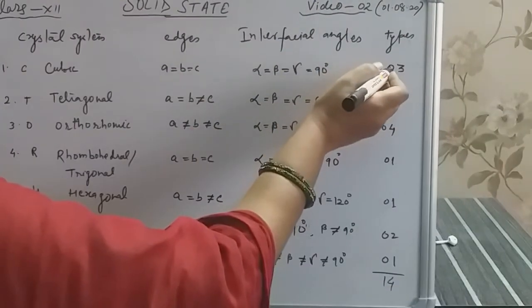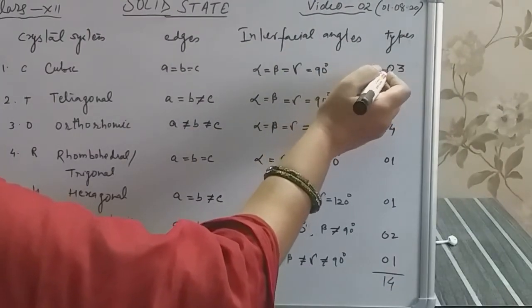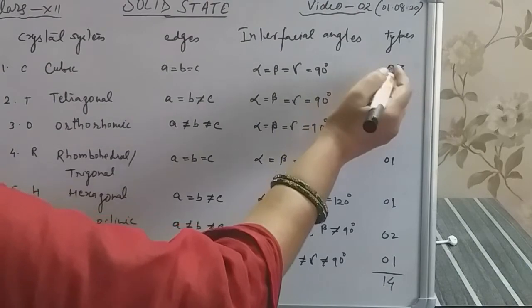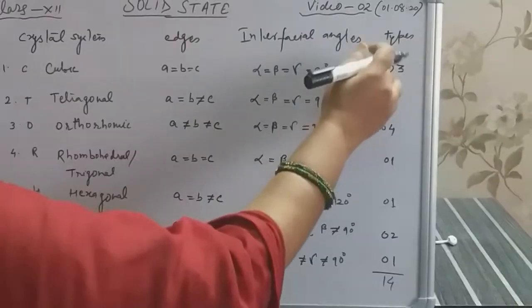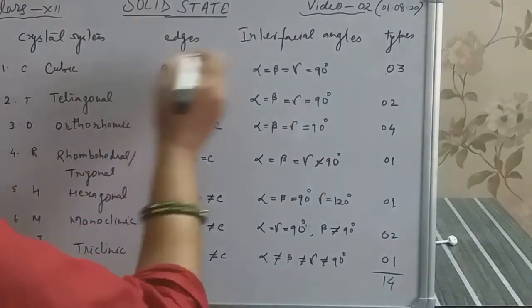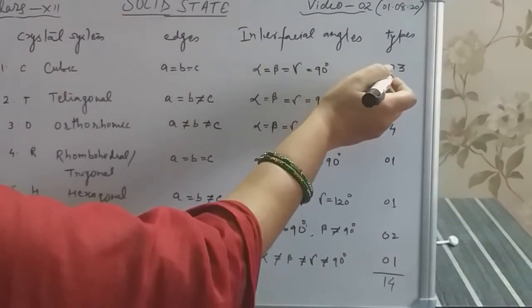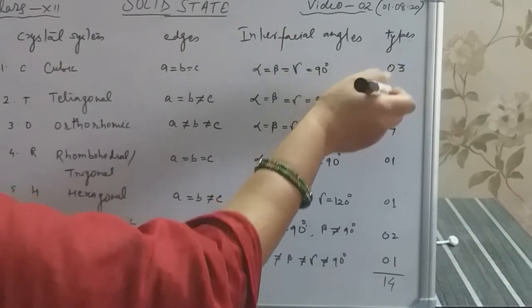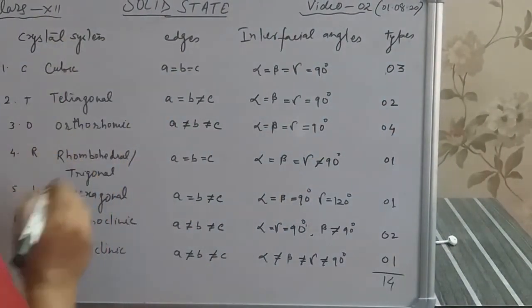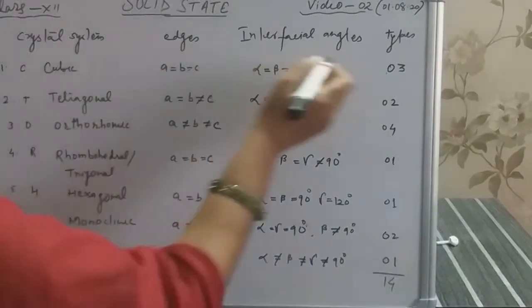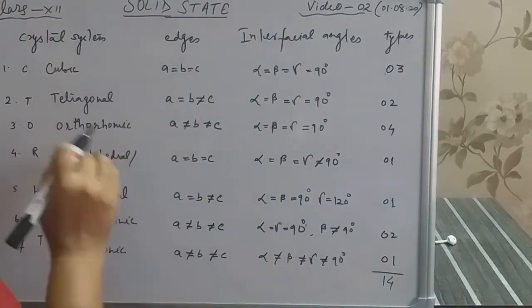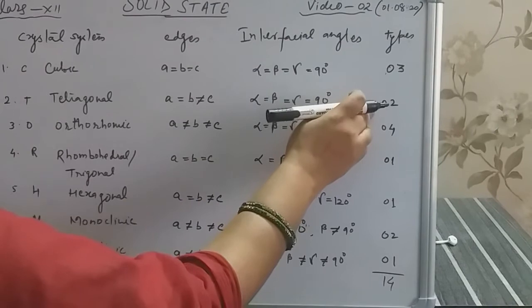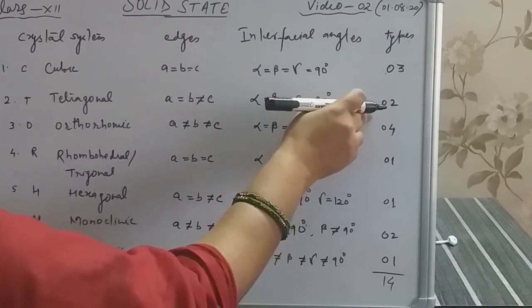Here are 3 unit cells: primitive, body centered and face centered. When we talk about the type of unit cell, we will write which types are found in each crystal system. So the cubic system has primitive, body centered and FCC. In case of tetragonal, 2: primitive and body centered only.